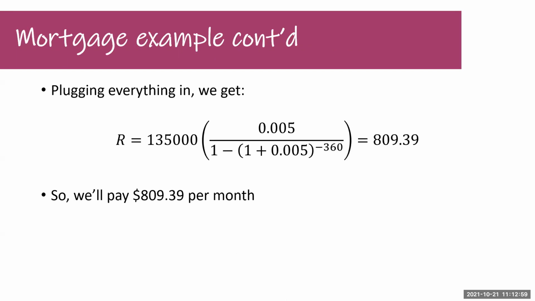If we plug everything into our formula, we get that our payment is going to be $809.39 per month. So you're going to pay $809.39 per month for 30 years. And at the end of 30 years, you'll fully own your house.